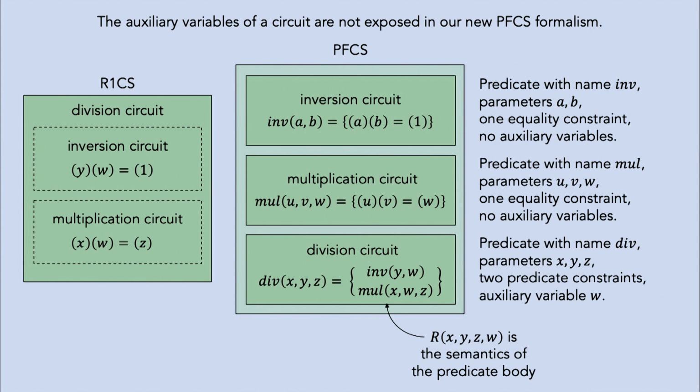The semantics of the body of a predicate is still the relation R from before, the one that involves auxiliary variables. However, the semantics of the predicate itself is the relation Q, the one over just inputs and outputs. So essentially, this captures the existential quantification over the auxiliaries.